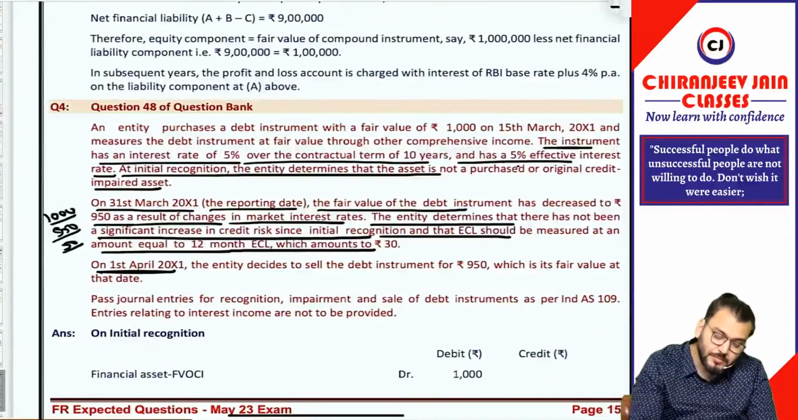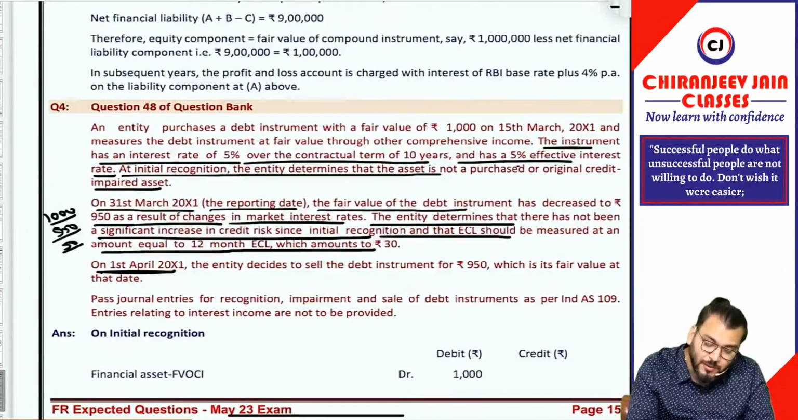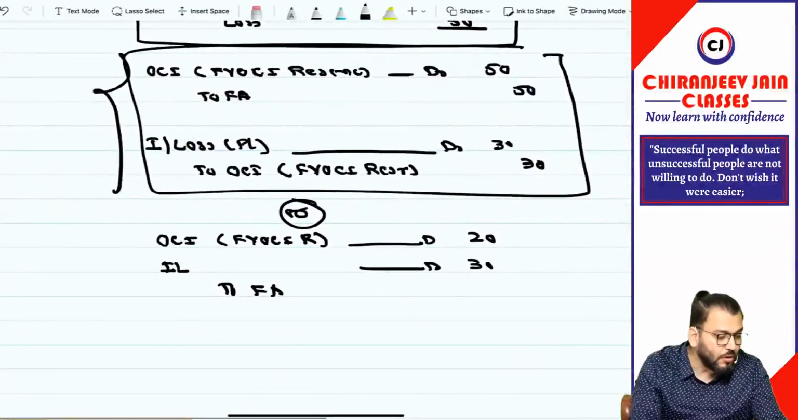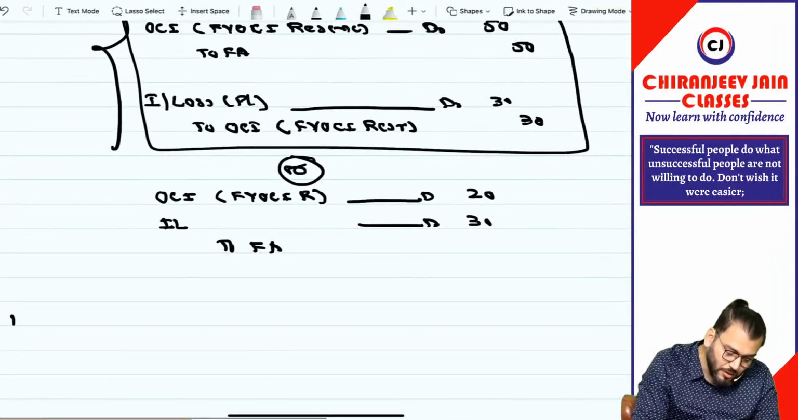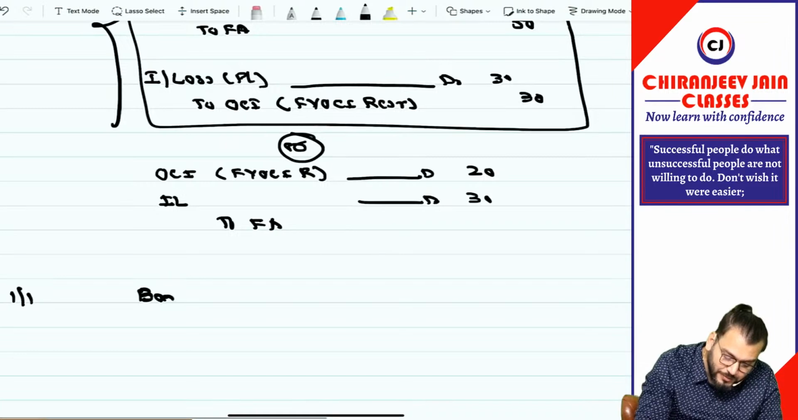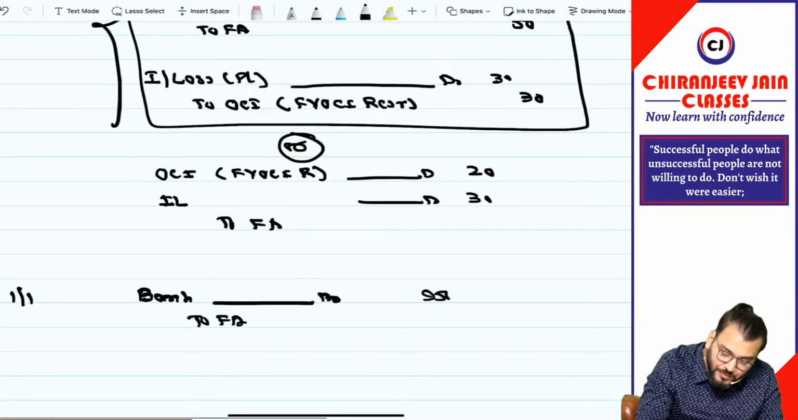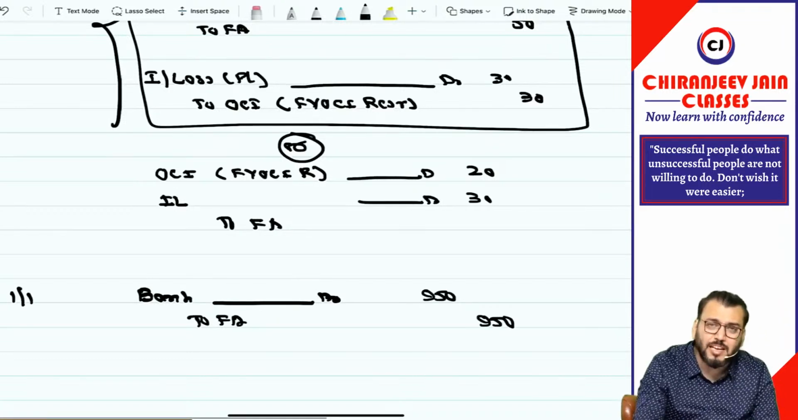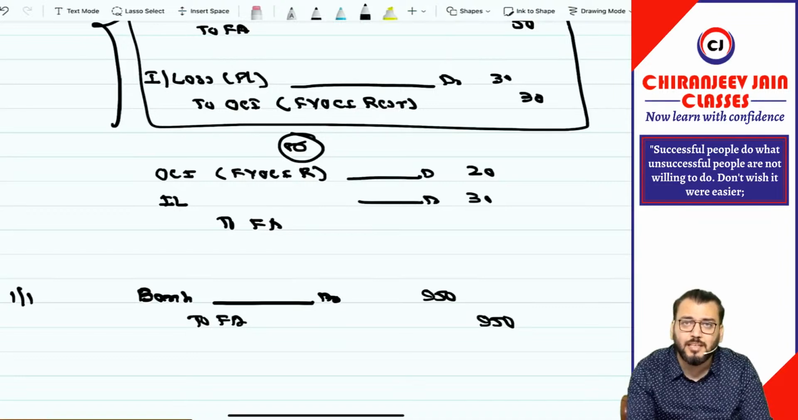Now what have they given? On 1st April the entity decided to sell the debt instrument for rupees 950, which is its fair value. Now the sale has been done. So on the next day, on 1st Jan next year, we'll pass the journal entry bank account debit to financial asset, that is 950, and there is no gain or loss because the carrying amount was 950 and the financial asset was sold at 950.